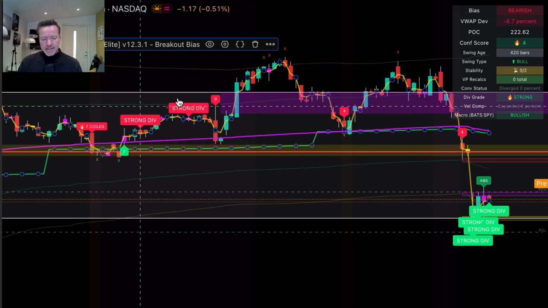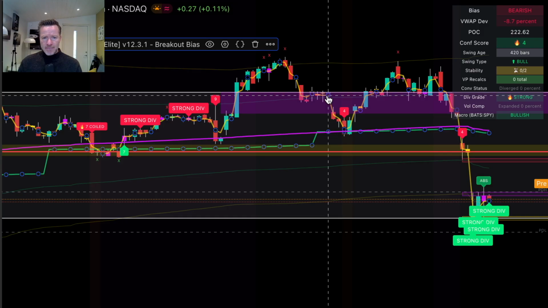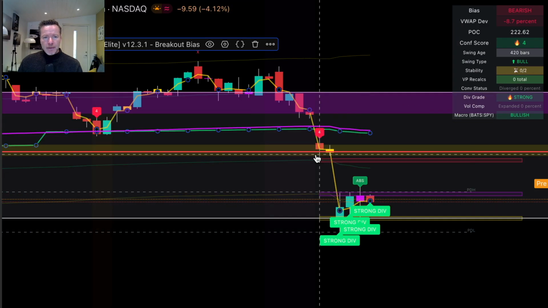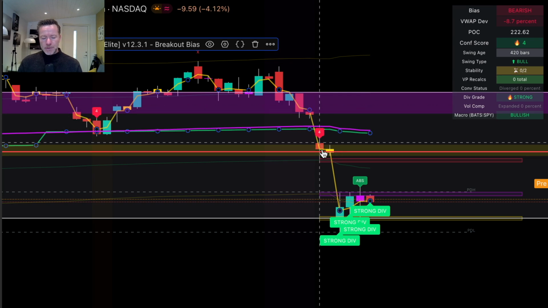And these are distribution signals. Every rally to AVAP gets rejected and every rally gets sold. Then in early February, price breaks down through the POC at 222. This is a regime confirmation. We are now below the AVAP and the point of control.